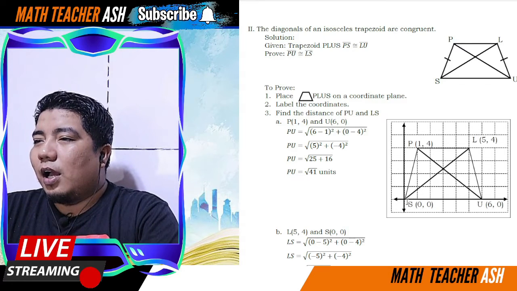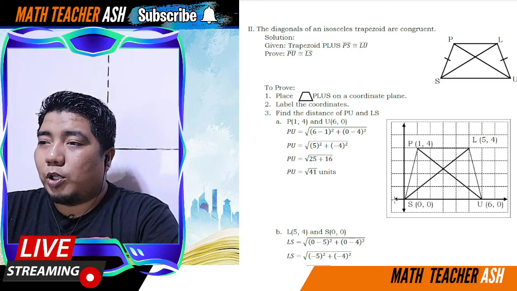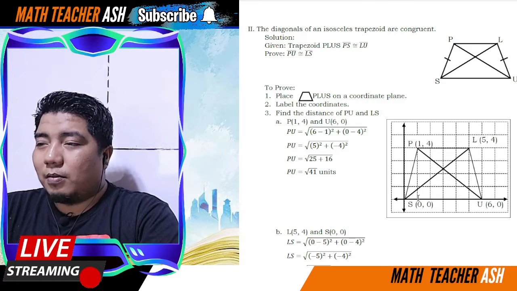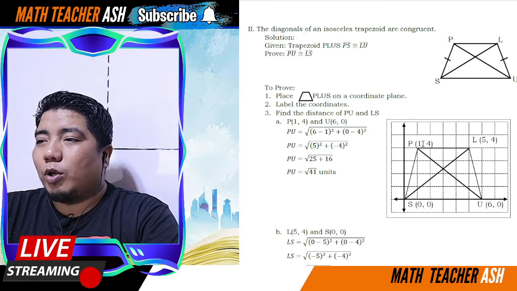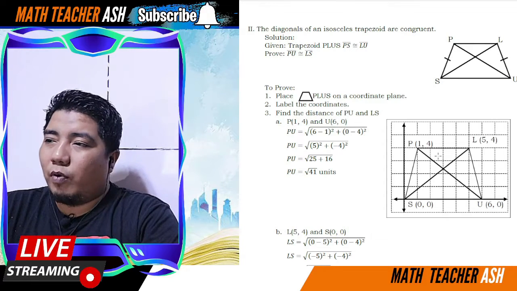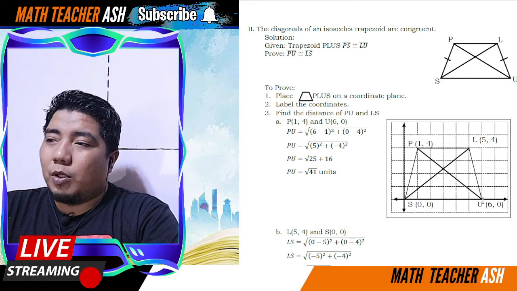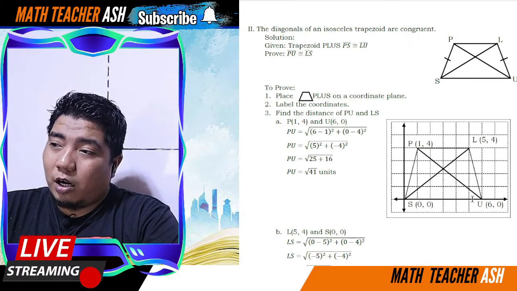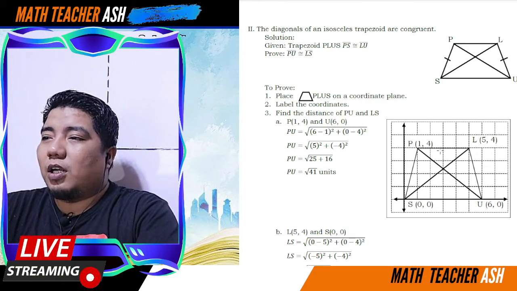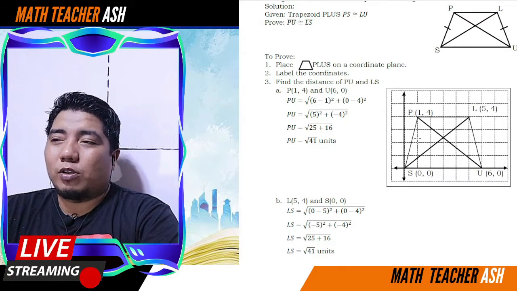Of course, the coordinate of S is 0, 0. The coordinate of U is 6, 0 because we use 6 units. Then since we move 1 unit forward from S and then 4 units upward, our P is located at 1, 4. And for our L, basing from U, we move 1 unit back and then another 4 units upward, and that is 5, 4. So these are the coordinates of our points for the isosceles trapezoid.